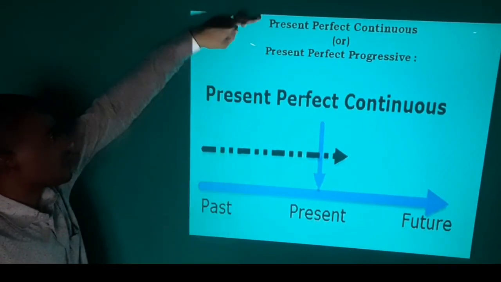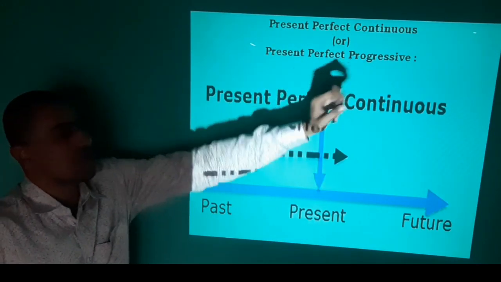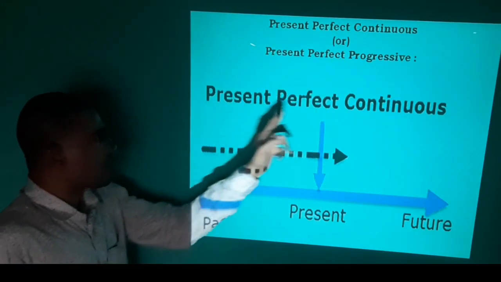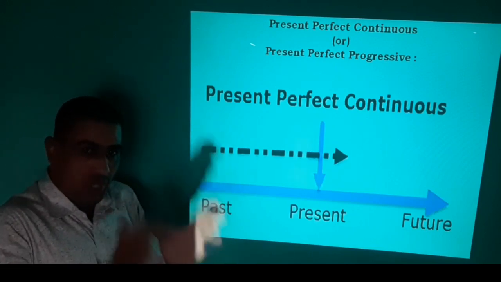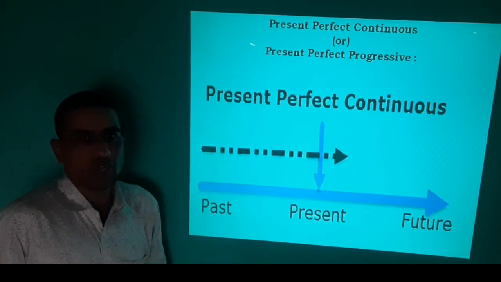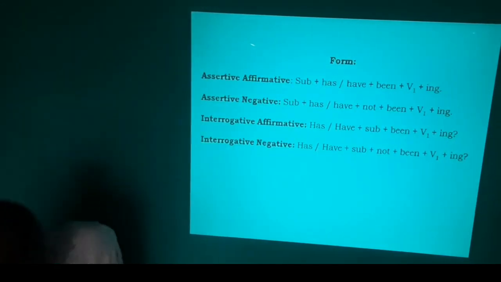Next we move on to present perfect continuous or present perfect progressive. Here in the present perfect continuous, an action which started earlier is going on at present and has the hope of continuation even after some more time.